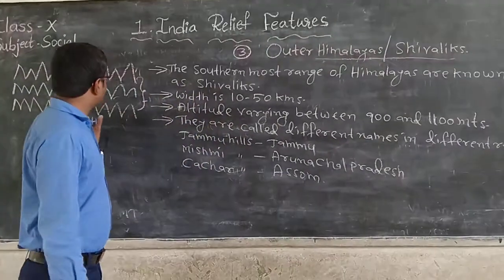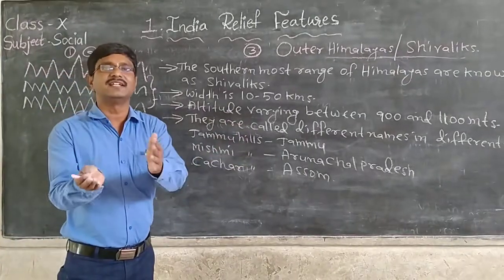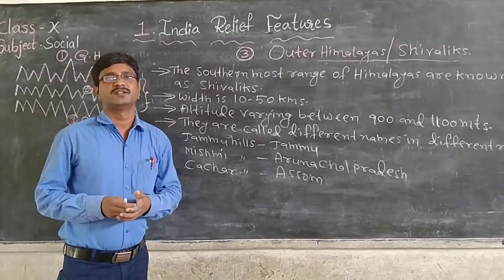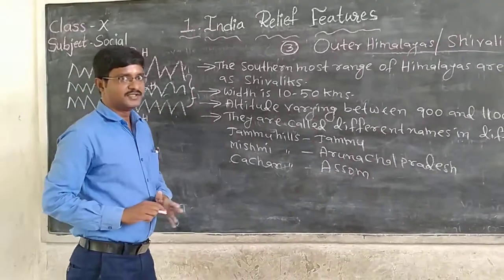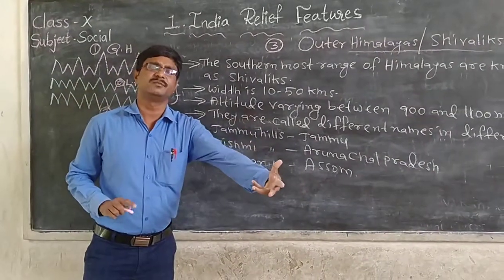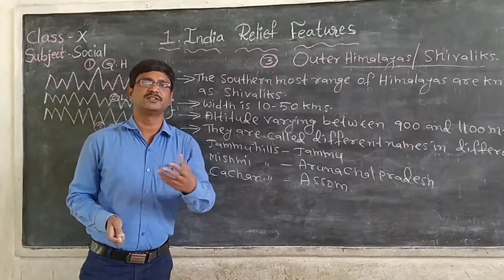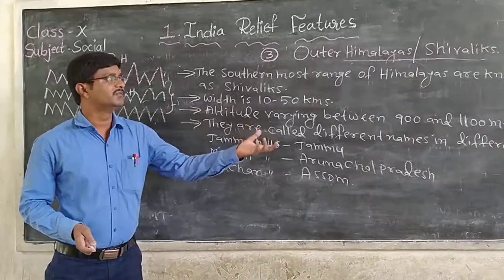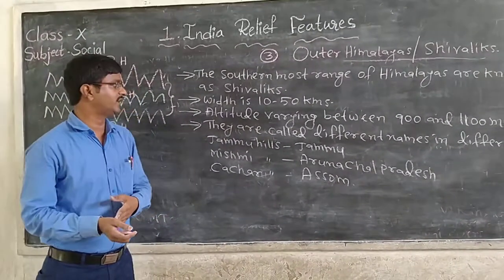So these Shivalik mountains are called different names in different regions. Entirely all this region is called Shivaliks, but in different places they are called different names. Shall we know what the different names are?